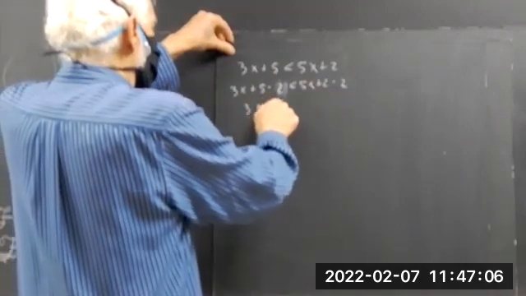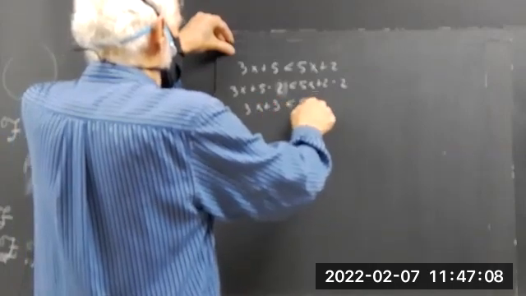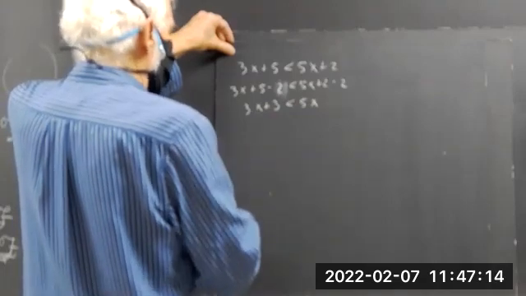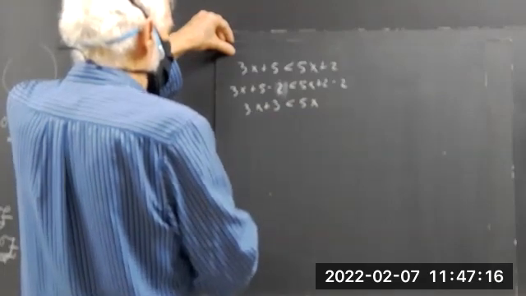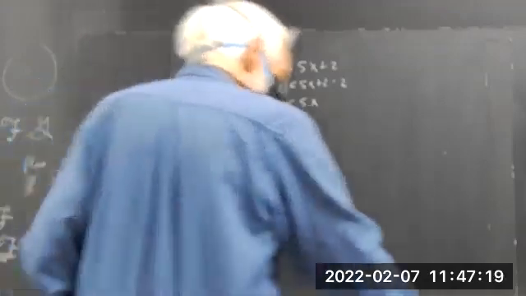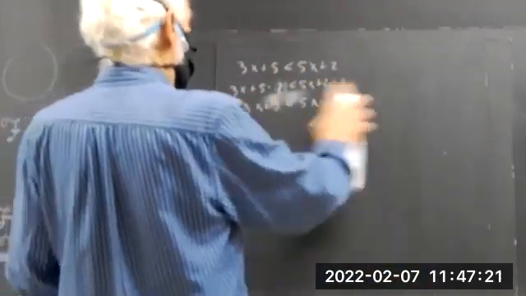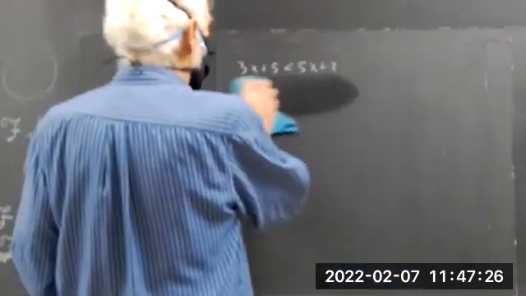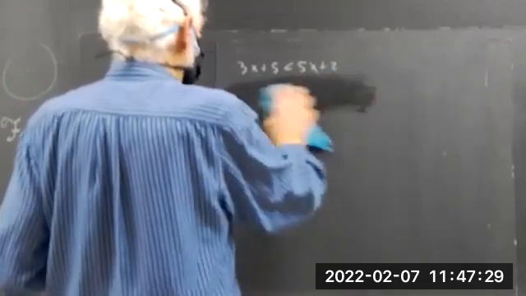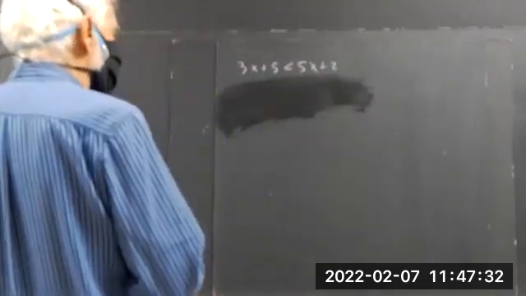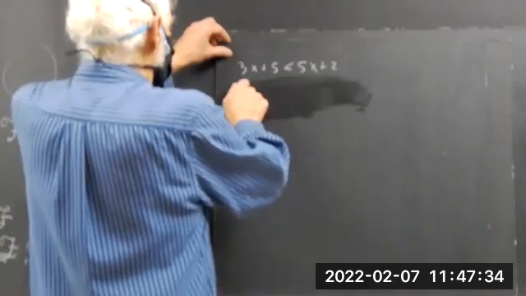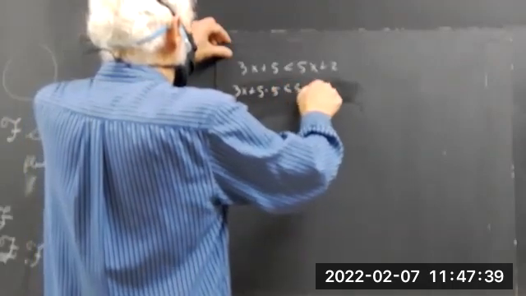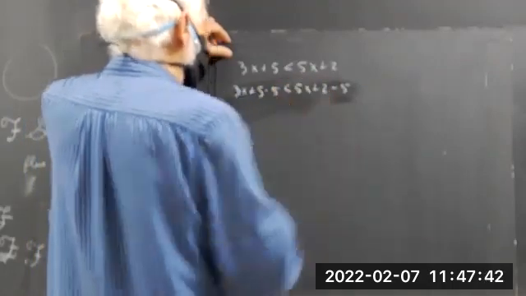I don't want to subtract 3x, I want to subtract 2x, just one of my x's over here. So you get 3x plus 3 less than 5x. Let's subtract 3 from both sides. Wait a minute. I don't like the order I'm doing this in. That didn't get me where I wanted to go.